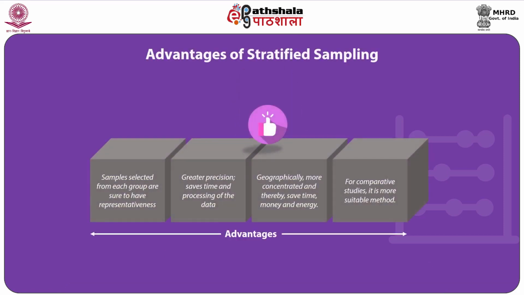In both the cases, the point to be borne in mind is that the selection of the sample from strata would be mostly based on the simple random sampling method. At times, in the case of large samples, the systematic sampling method may also be used. Advantages-wise, samples selected from each group are sure to have representativeness, greater precision, and save time in processing of the data. Geographically more concentrated, and thereby save time, money and energy. For comparative studies, it is a more suitable method.